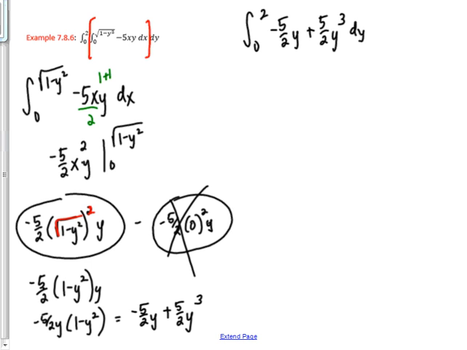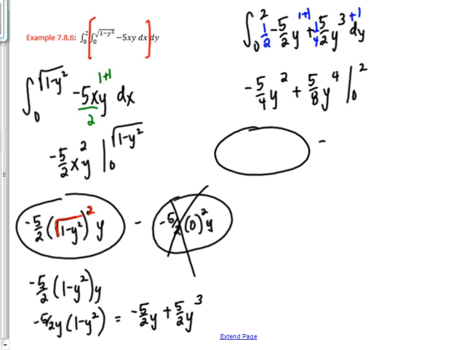and it's a dy. So we can integrate this, add 1 to it, and divide by the new power, but dividing by 2 is the same as multiplying by half. And here, add 1 to it, and I get 4. Divide by 4 is the same as multiplying by 1 over 4. So I end up with negative 5 fourths y squared plus 5 eighths y to the fourth from 0 to 2. So again, I apologize, I do not have my calculator.